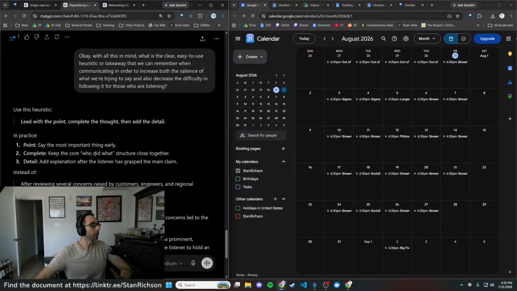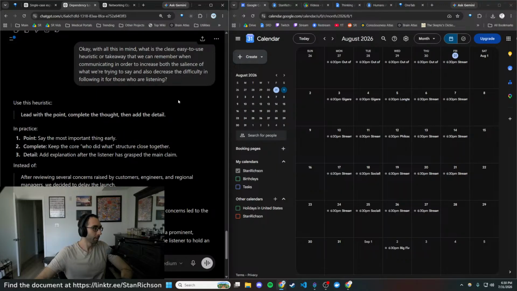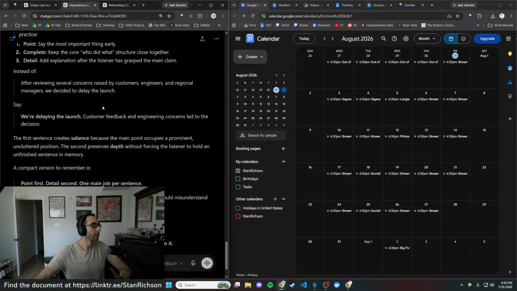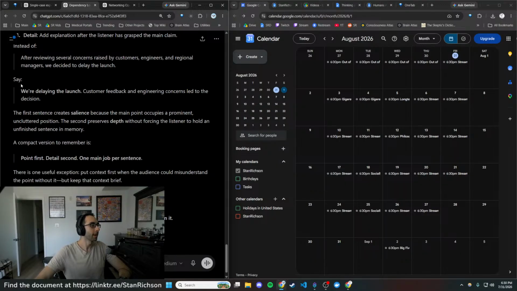All right, use the heuristic. Lead with the point, complete the thought, then add the detail. So in practice, the point would be say the most important thing early, then complete. Keep the core what did what structure close together, and then the detail. Add explanation after the listener has grasped the main claim. So instead of after reviewing several concerns raised by customers, engineers, and regional managers, we decided to delay the launch, say, we're delaying the launch. Customer feedback and engineering concerns led to the decision.